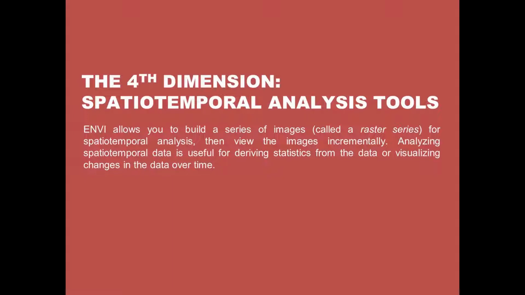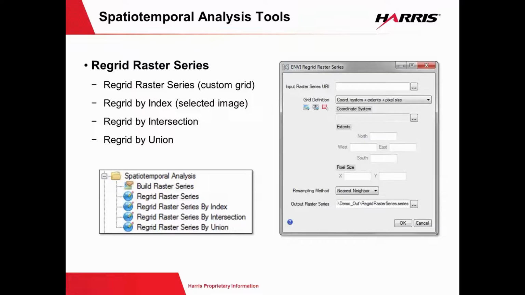For example, if you're studying change in vegetation over time, or the change in a glacier's extent over time in a specific location. We've also added a series profile tool, which allows users to view changes in any given location throughout time. I'm going to demonstrate these tools briefly and talk to them in a couple of slides, but first I'm going to dig in on this regrid raster series concept.